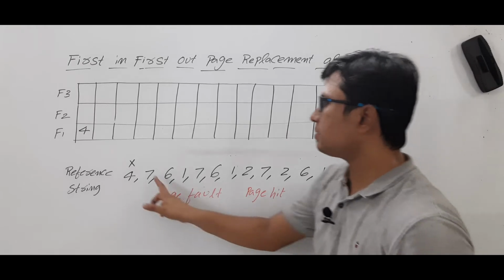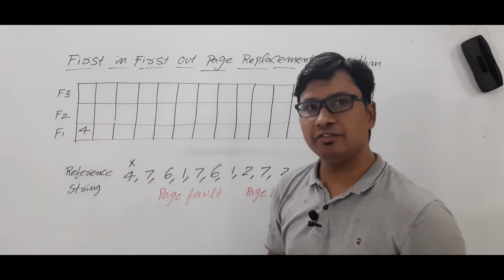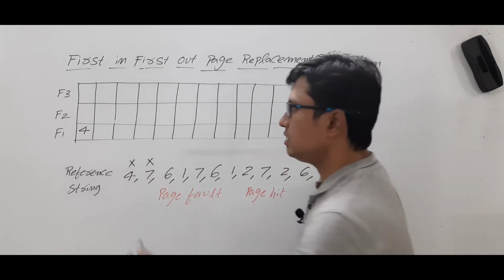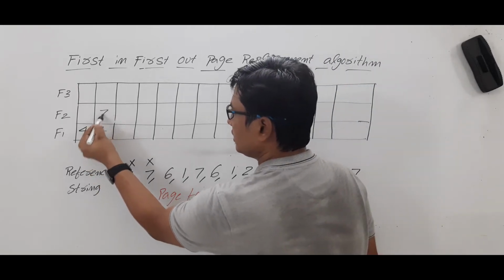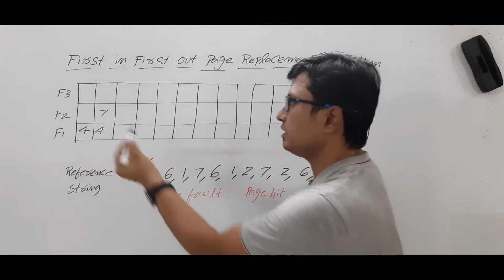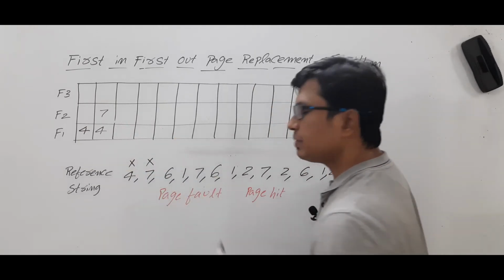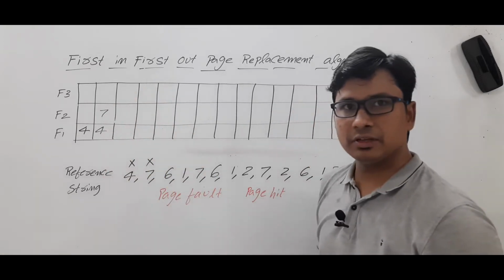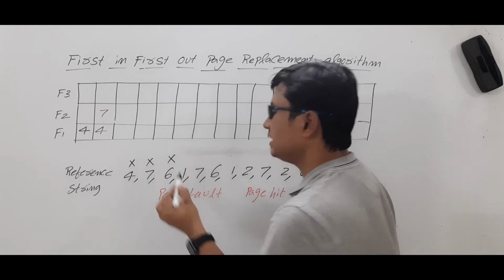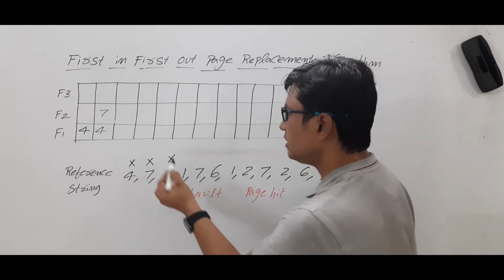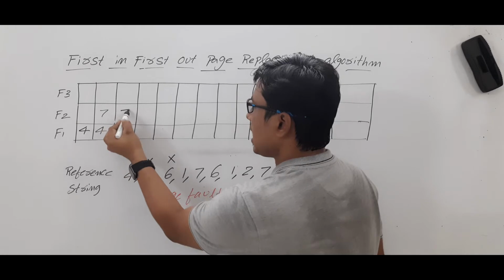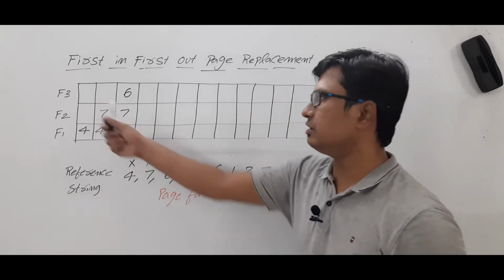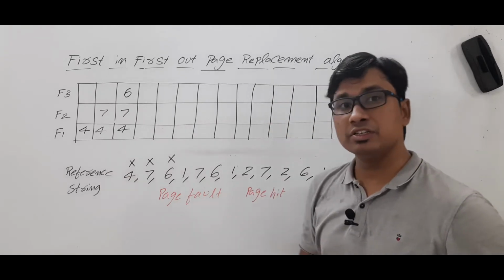Now page number 7: is it available in any frame of the main memory? It is not available, so again it is a page fault. I will insert page number 7 in frame number 2. Now the CPU is accessing page number 6. It is not available, so again it is a page fault. As frame number 3 is currently empty, I will keep page number 6 in frame number 3. So now the main memory is full.